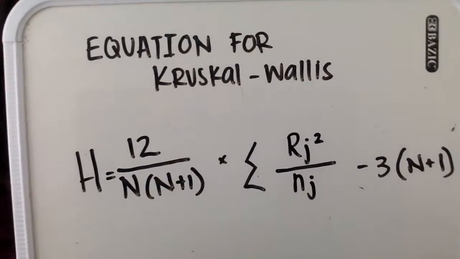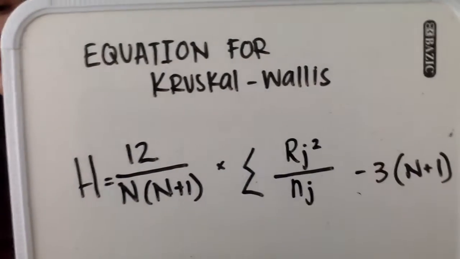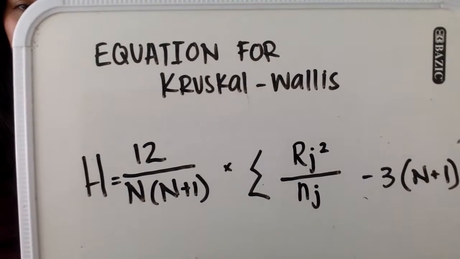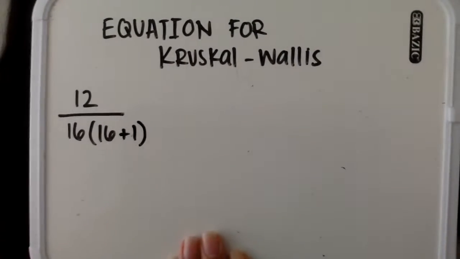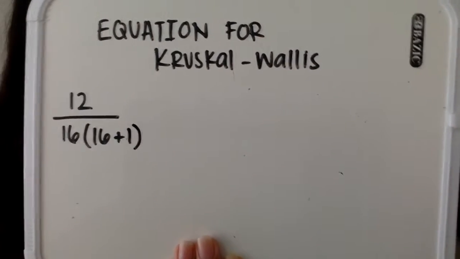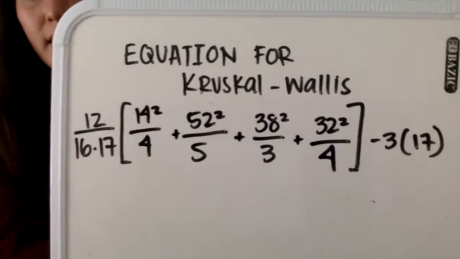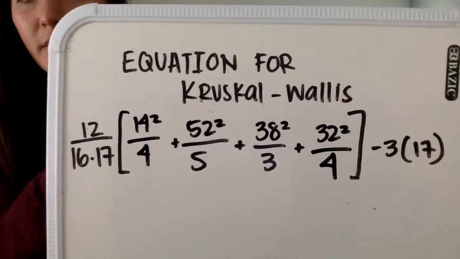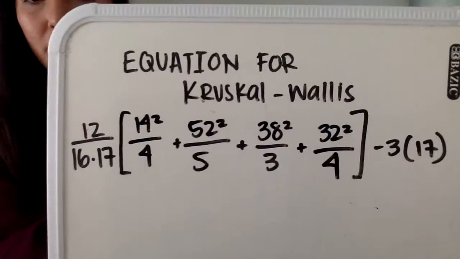So when we solve Kruskal-Wallis, the formula we're going to use is the H statistic, and it's 12 over N times N plus 1 times the sum of Rj squared over little nj, minus 3 times N plus 1. We're going to start by plugging in our total number of subjects times the number of subjects plus 1. Now we've plugged in our ranking totals, and underneath is the corresponding subjects for each row, and we're going to go ahead and solve from here.